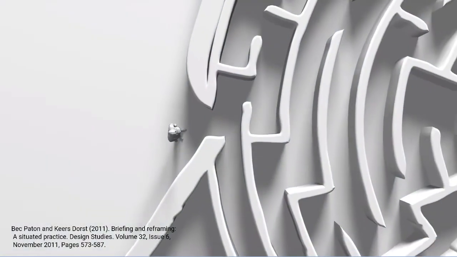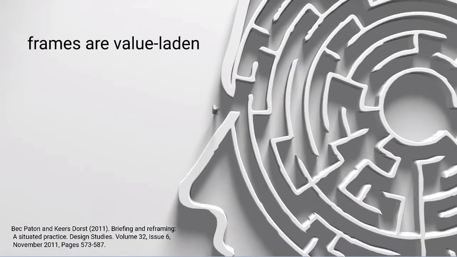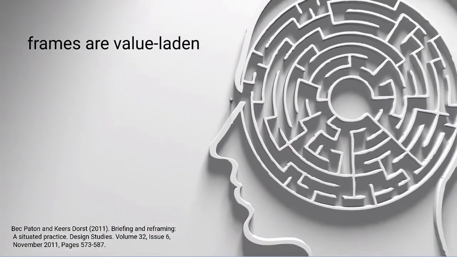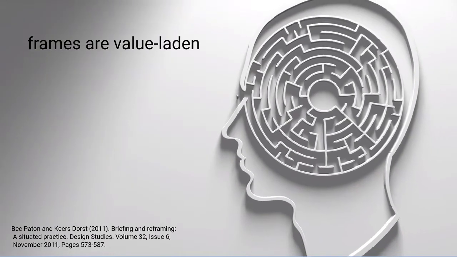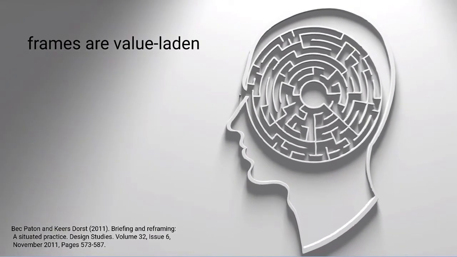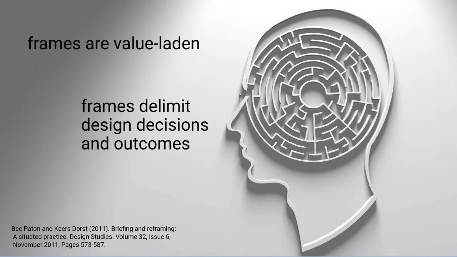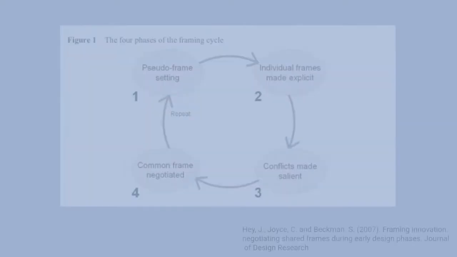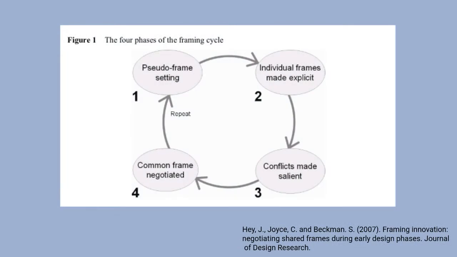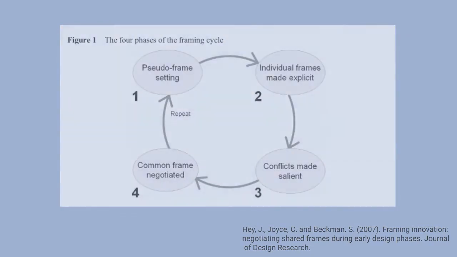Patton and Dorst argue that frames are also value-laden. They write how each person's frame not only consists of a way of seeing or representing a situation, but is also suggestive of ways to move or interpret relative to this. They evoke particular outcome spaces. Hay proposes a framing cycle, a dynamic process through which design frames are socially negotiated and shared, wherein individual frames are made explicit and common frames can be negotiated.